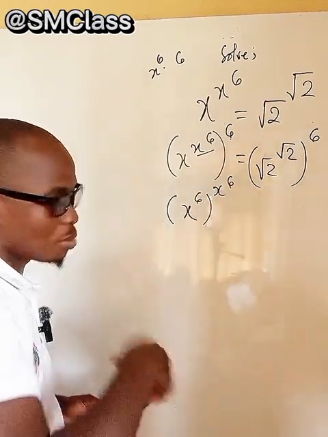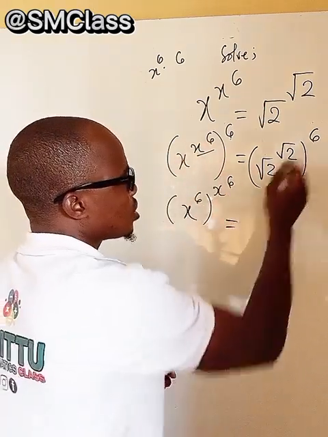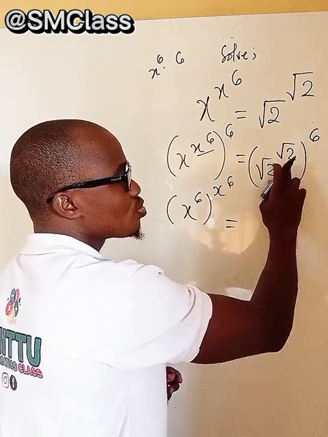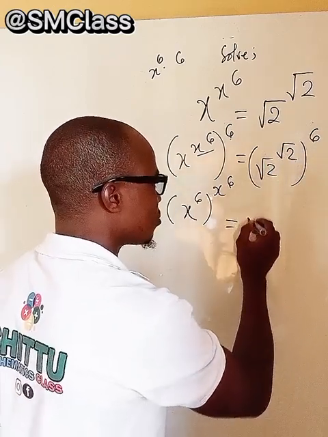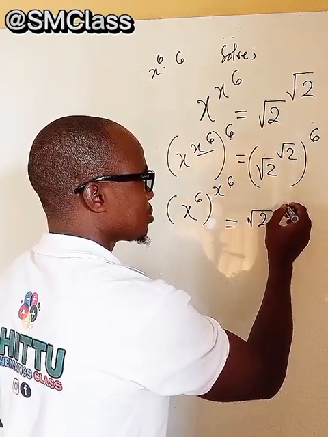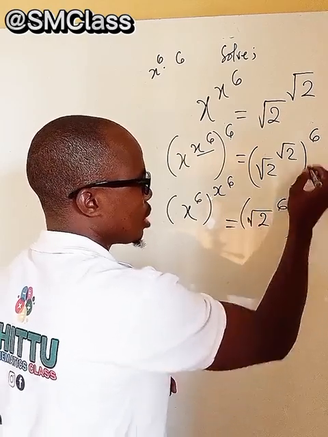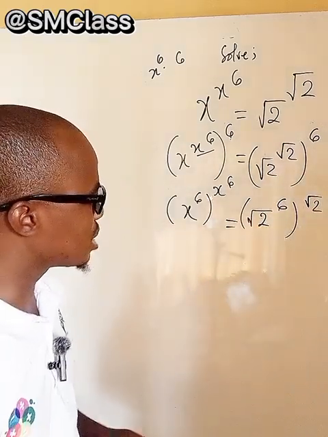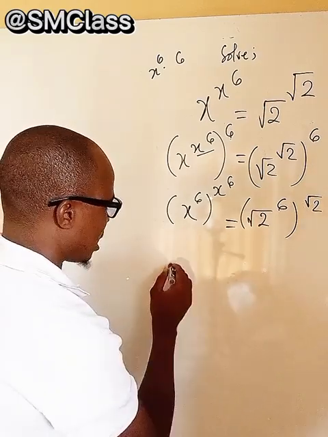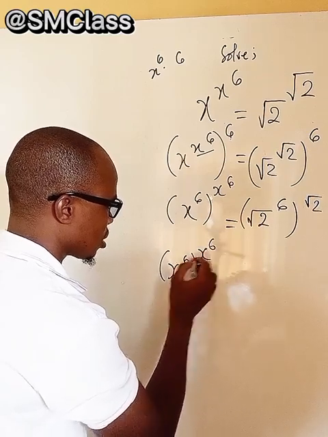We have x to the power of 6, then x to the power of 6, then equals. Now here I want to take this root 2 also outside. I will take 6 inside. So we're going to have root 2, then we have 6, all right? Then to the power of root 2. Let root 2 be outside like this. Next, I'm going to have x to the power of 6, then x to the power of 6, all right?